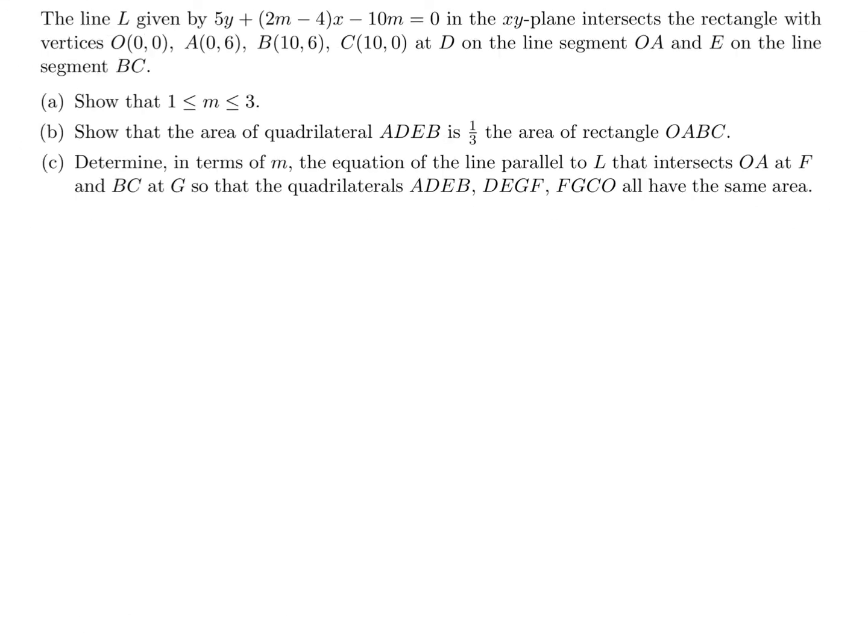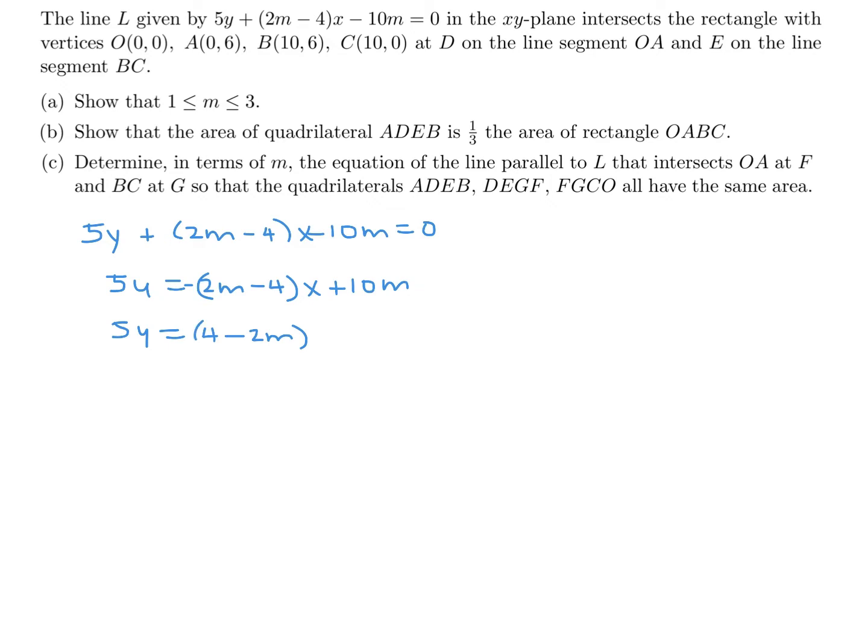All right, so 5y plus 2m minus 4x minus 10m is equal to 0. So 5y, we can isolate if you want. 5y is equal to 4x minus 2m plus 10m. But actually it would be minus like that. So we can write it as 5y equals (4 minus 2m)x plus 10m. Any way you want to write it, really.